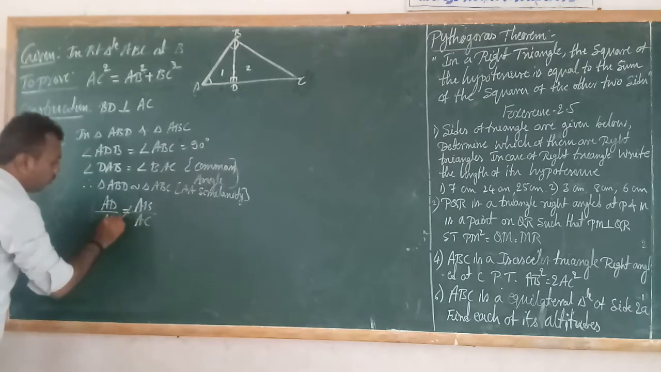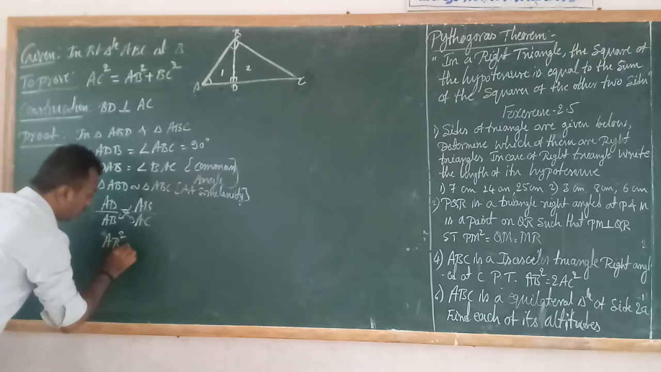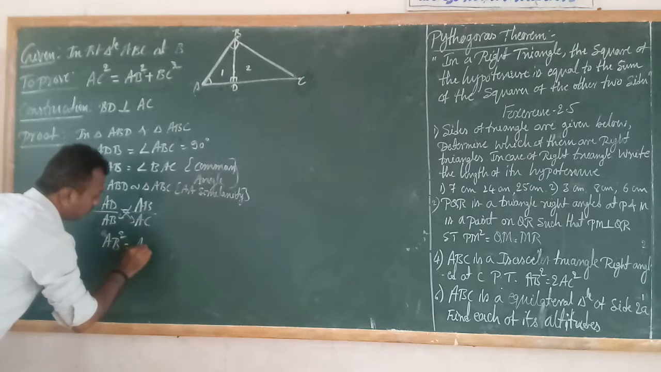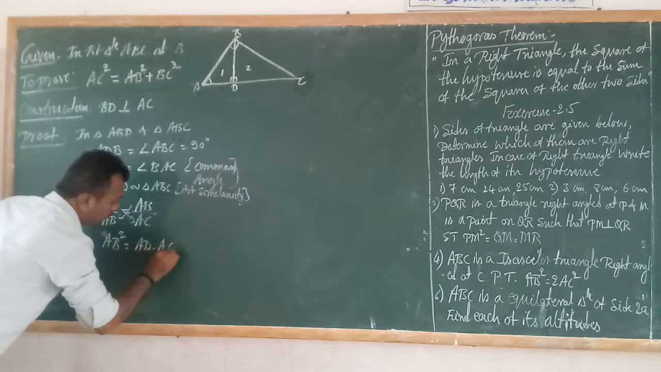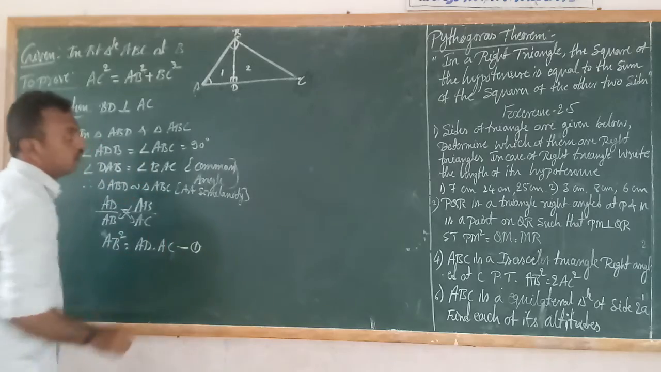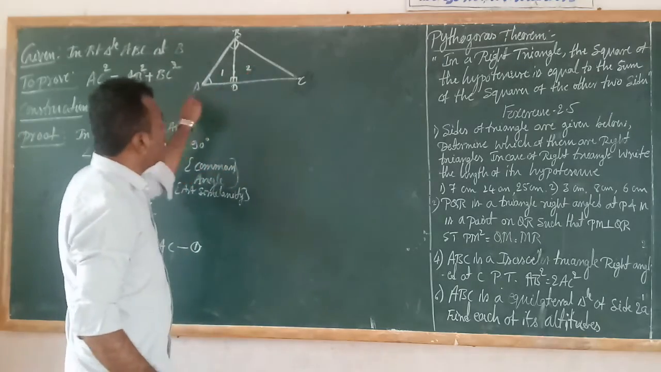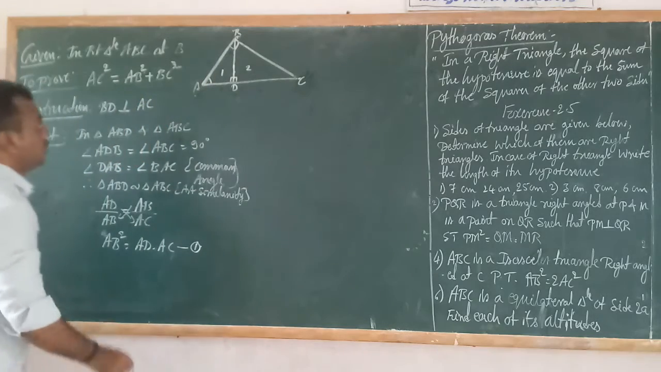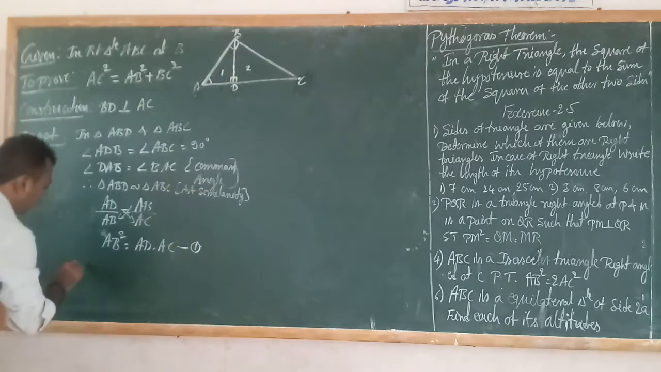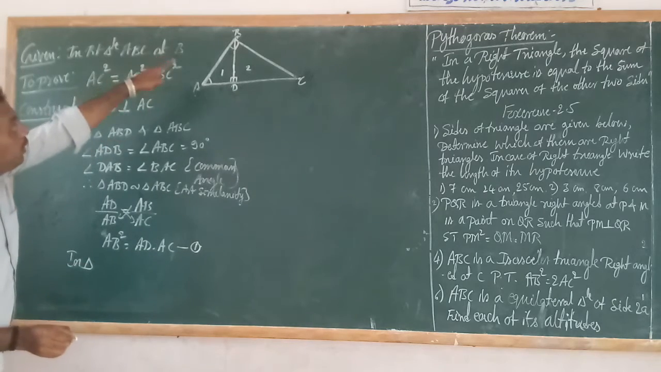So now we have to do cross multiplication. AB into AB, AB square, is equal to AD into AC. Call it number 1. So next, like that, the second triangle and the whole triangle we should consider. In triangle, okay, what is the triangle?